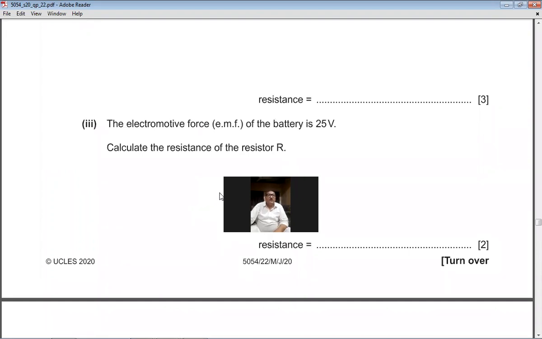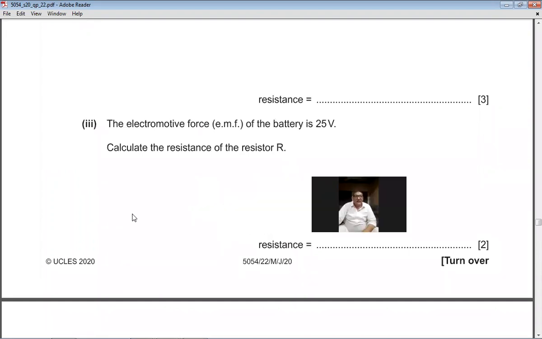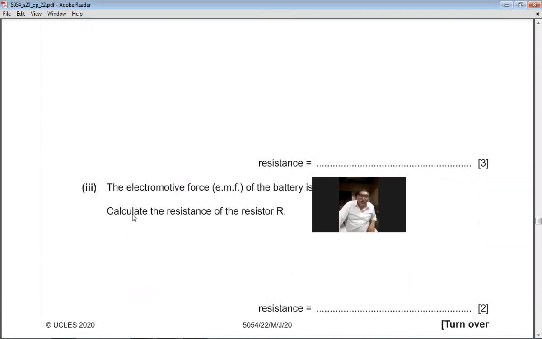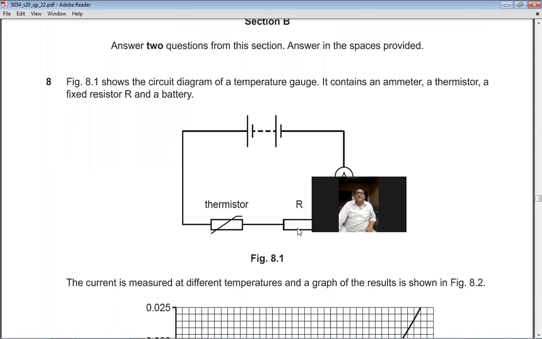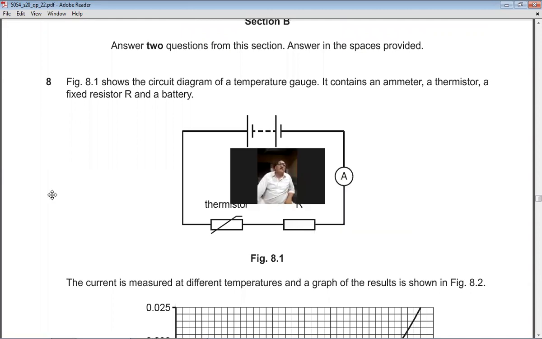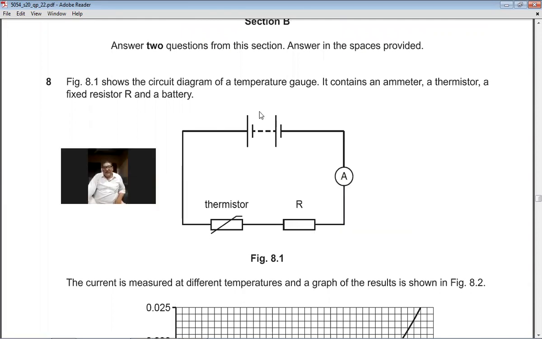It's a 2-mark question, third part. It says the electromotive force, EMF, of the battery is 25 volt. Calculate the resistance of R. Okay, so let me go back to that diagram and show you how this will work. If the EMF of the battery is 25 volt and the thermistor is taking 3.6 volt, how much voltage, sorry, will be available for this R?